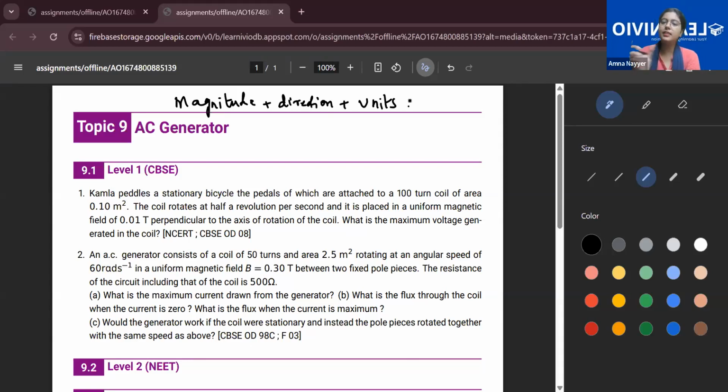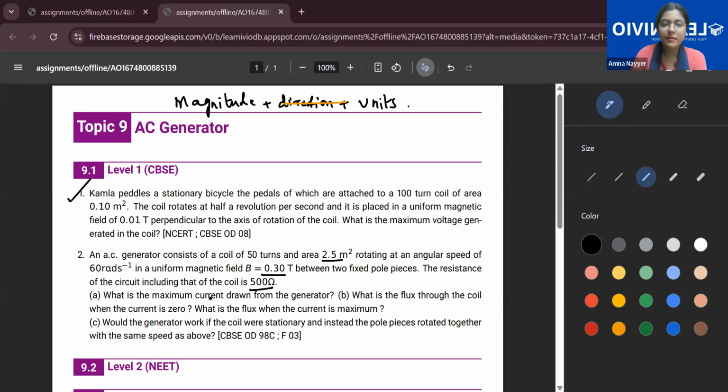Plus the units. This is how you have to answer. And if it is just a scalar, then this direction won't be present. That's it. One thing, this first question was completely right. Question from your NCERT. Question 2, you have done this fine. The resistance was given, magnetic field given, area given, number of turns and everything.